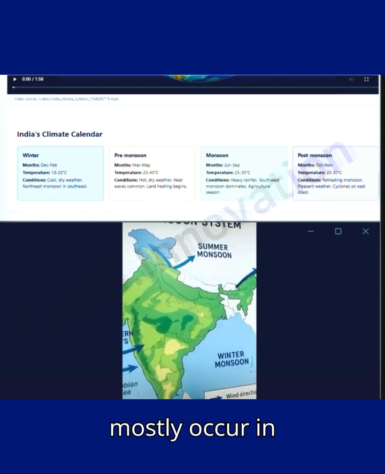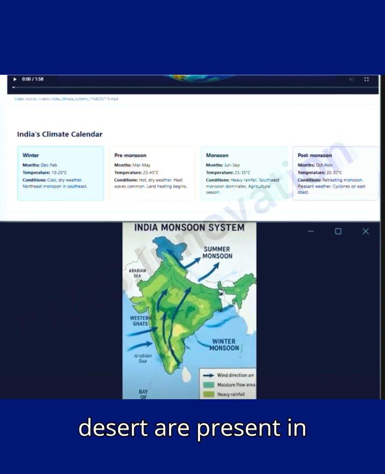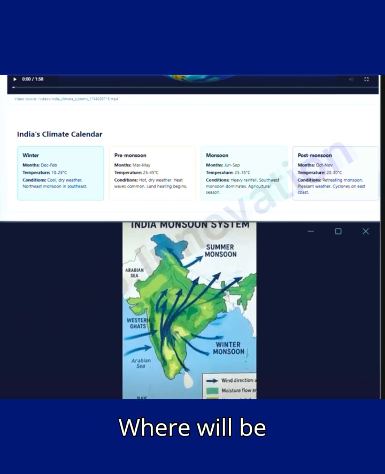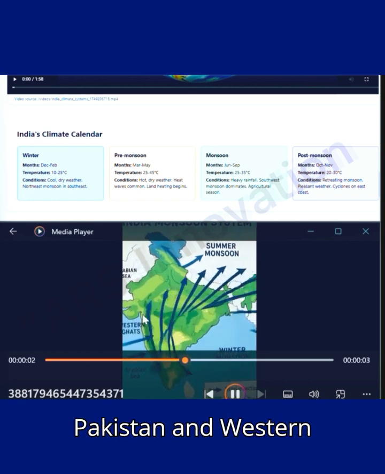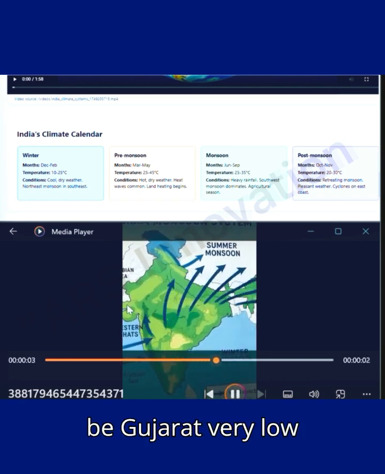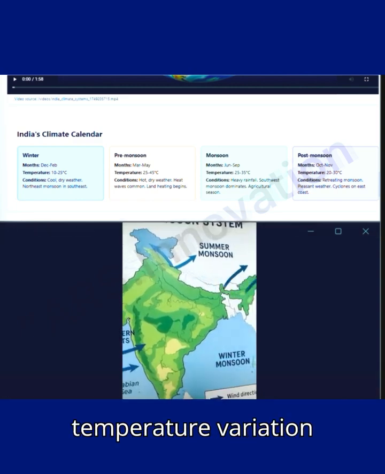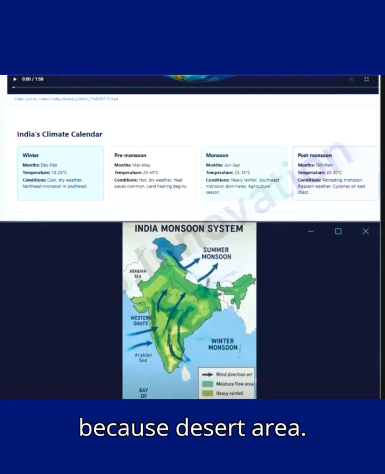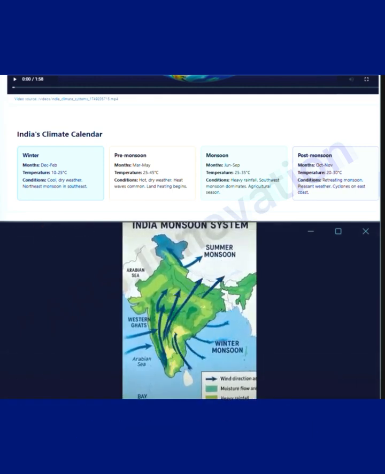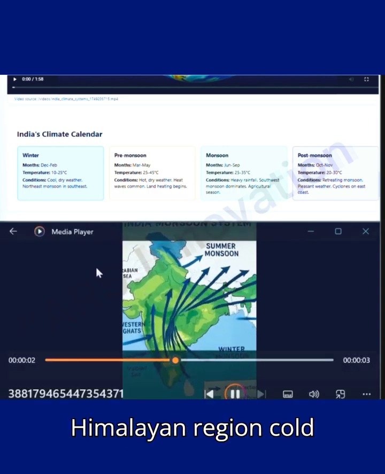Northwestern arid zone: this mostly occurs in Rajasthan and Gujarat. There will be very low rainfall. We know deserts are present in Rajasthan, correct? Gujarat borders Pakistan and the Western Ghats side. Very low rainfall, a desert climate, high temperature variation between day and night. Sandstorms are common here because it is a desert area. So what about the Himalayan region?